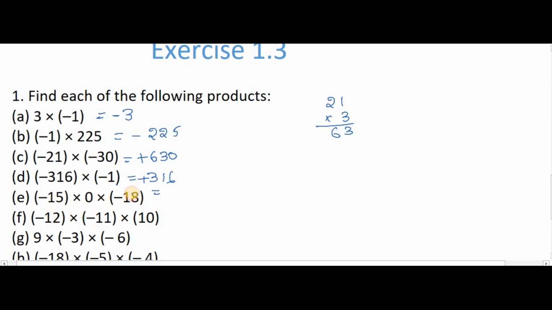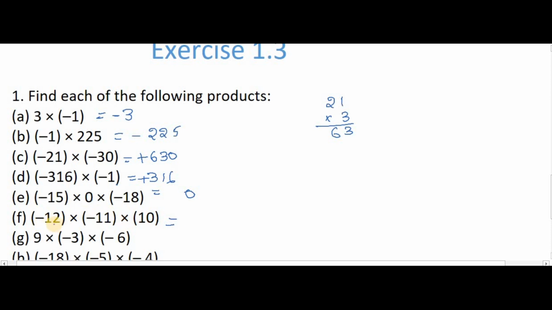15 zeros are 0. 0 into 18 will be 0. So the answer is 0. Minus into plus: remember always, if there is no sign, that belongs to a positive integer. Minus into plus is nothing but minus. Minus into minus is plus. So that is the reason for 0 we are not going to write any symbol here.